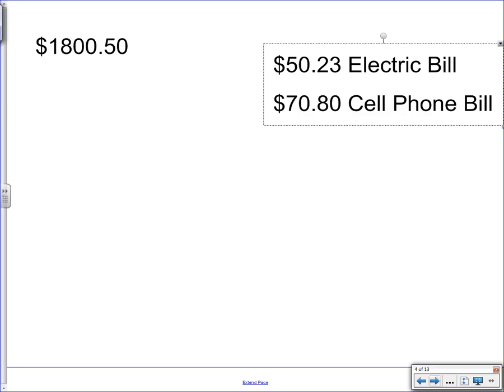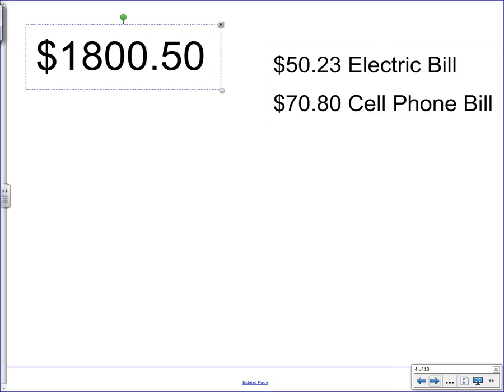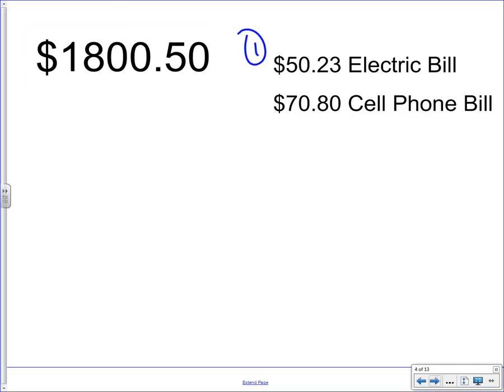All right, so for this problem, we're talking about a budget. You have $1,800.50 for your paycheck, and you need to pay these two bills over here, this first bill and second bill. They both need to be paid out of this check that you just got, and we want to know how much money is left at the end, okay? So we are going to set these up and we're just going to subtract, right? We're debiting, or we're taking money out of our account to pay for these bills.